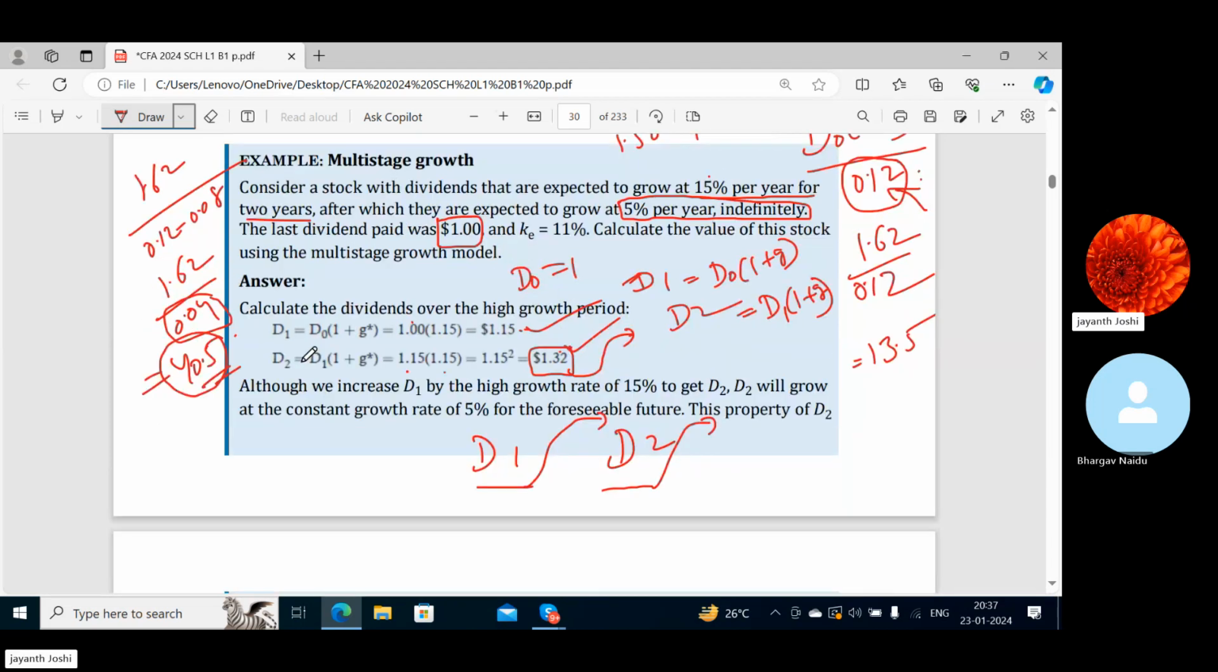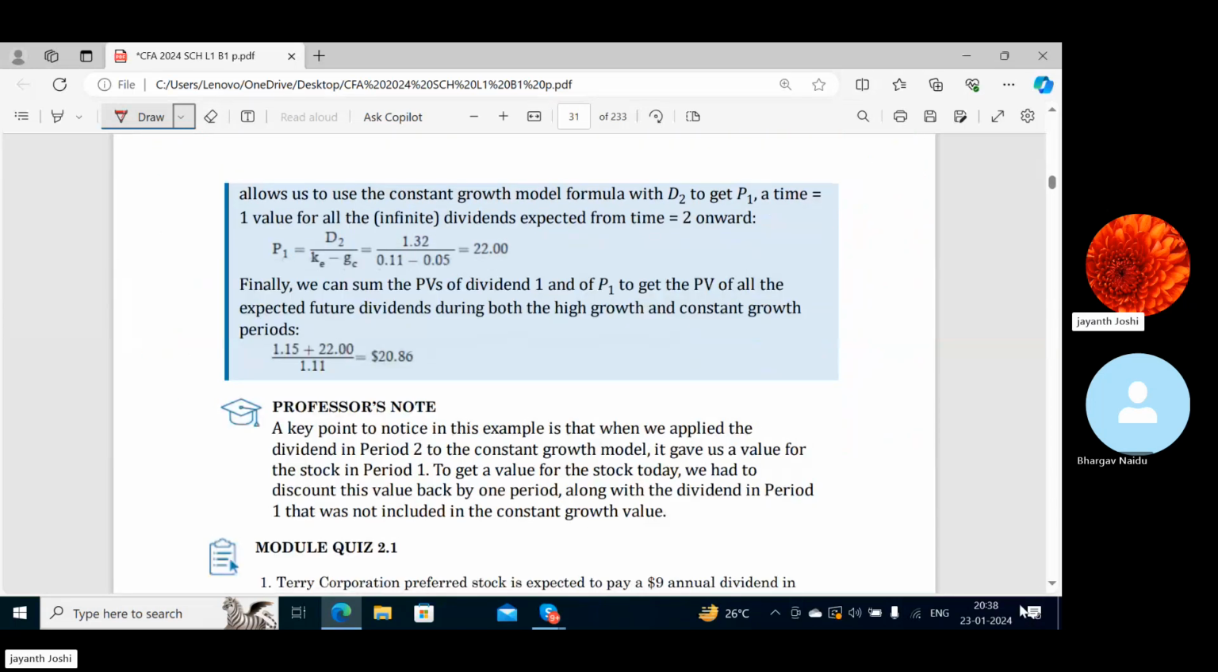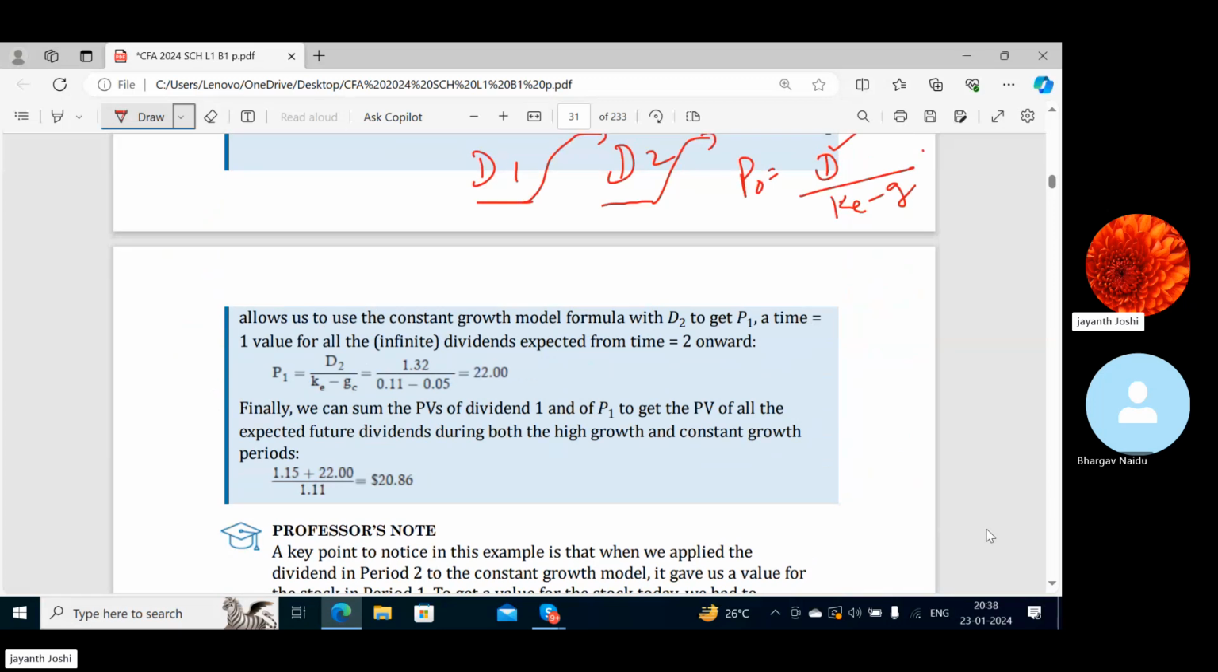So what I'll do is I'll find out the stock value, the present value of the stock as on today. What's the formula for the present value of the stock? P naught is equal to D divided by what? Ke minus g. Yes or no? So this D is nothing but the dividend of the second year that we're going to take, because the second year end dividend is the third year beginning. So we are going to find out the present value of the stock as on today.